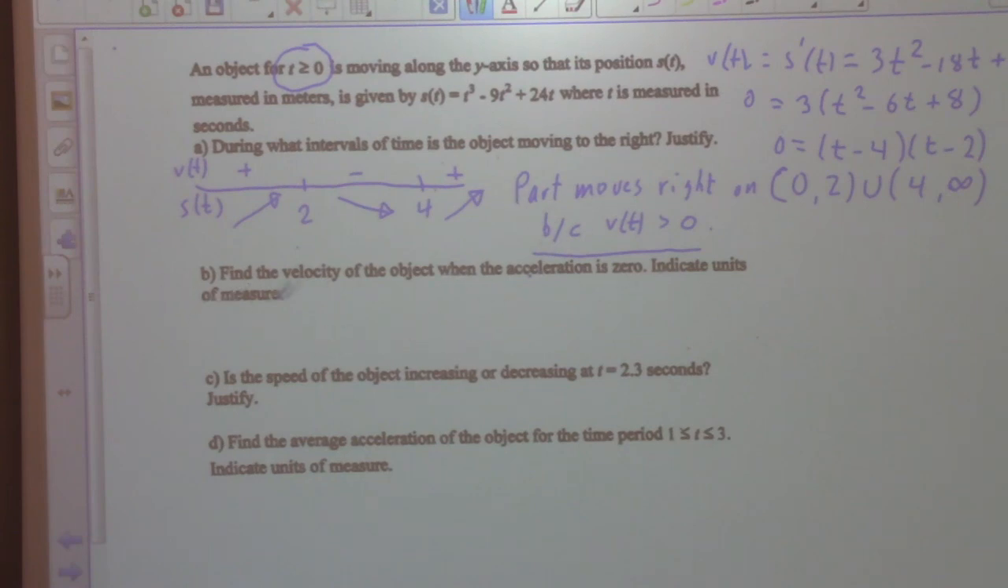Next, find the velocity of the object when the acceleration is 0. So what do we have to do to find the acceleration? You've got to slap on that A of t. So A of t is equal to v prime of t. Again, we're taking this equation here.